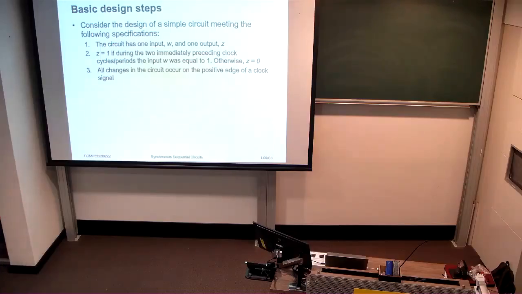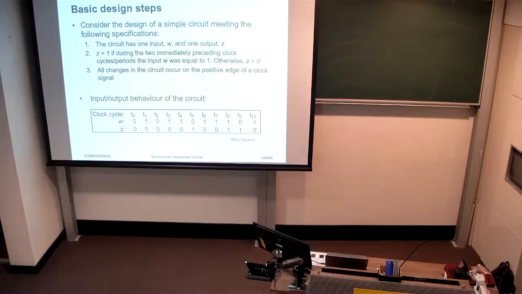The output Z is 1 if in the two immediately preceding clock cycles, the input W was 1. If the input in the immediately preceding two clock cycles was not 1, then the output Z is 0. And finally, all changes in the circuit occur on the positive edge of a clock signal.